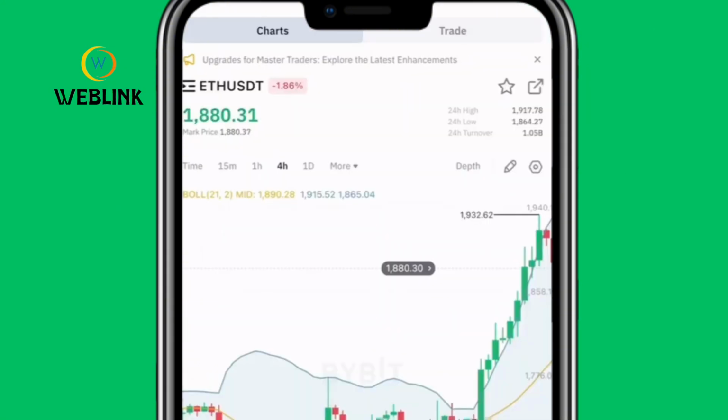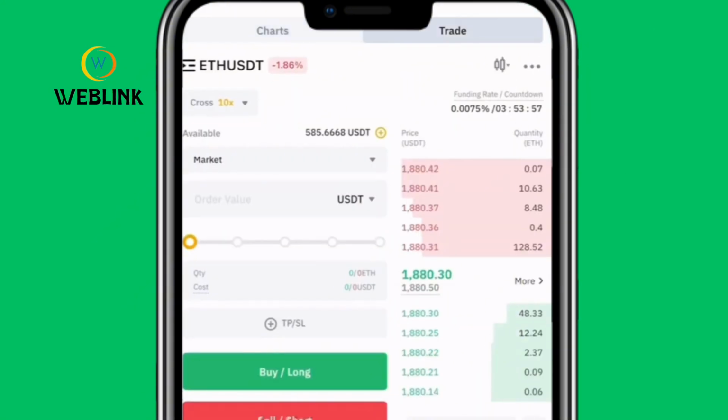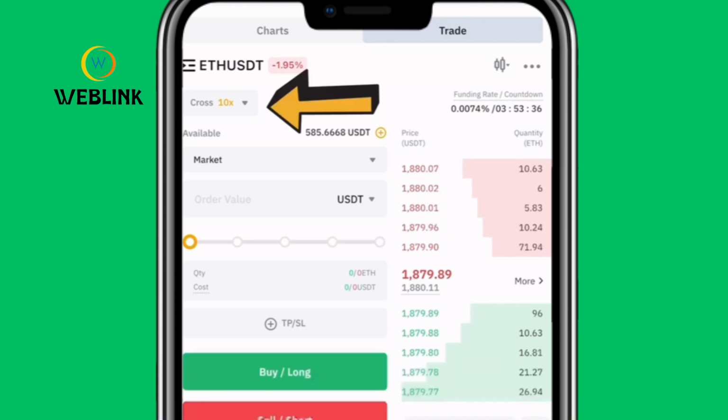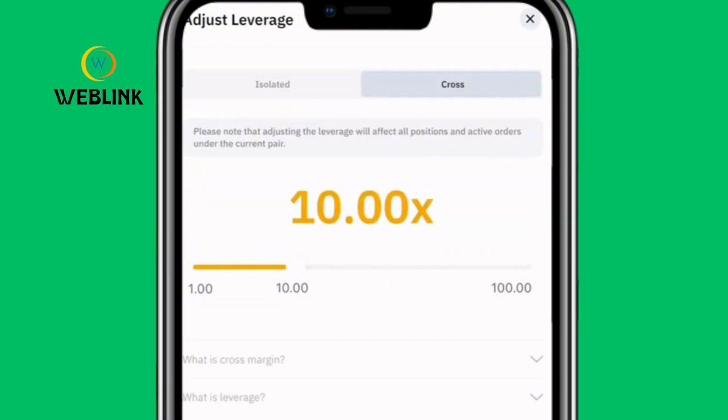Now let's go on that trade right here where you actually take your trades. Now the first thing you need to do right here is to select your margin and your leverage. Now you can see where the arrow is pointing to where you have cross 10x. Once you tap on it, you see the option to select either isolated margin or cross margin, and where you can select your leverage. Now we have two main types of margin, isolated and cross margin.